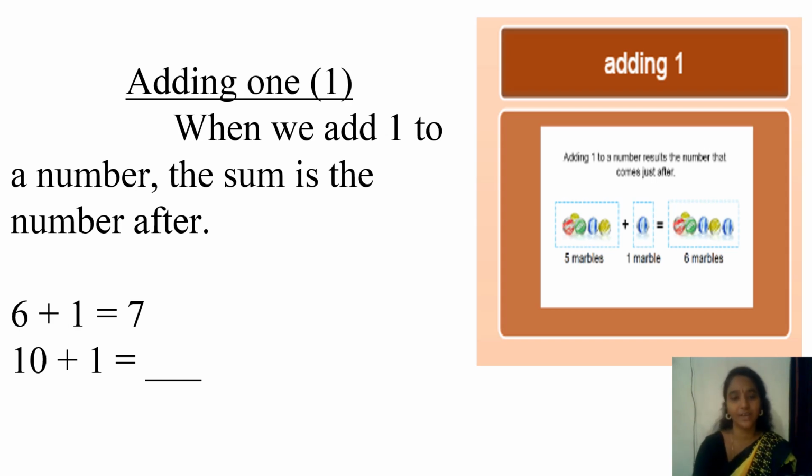Now, see here. There were 5 marbles. To that 5 marbles, I added 1 more marble. Now, what is the next number after 5? It is 6, right? So, the answer will be 6 marbles. Like that only, for 6, we are adding 1. What is the number after 6? It is 7, right? Now, for 10, we are adding 1. What is the number after 10? It is 11. Write it down there.